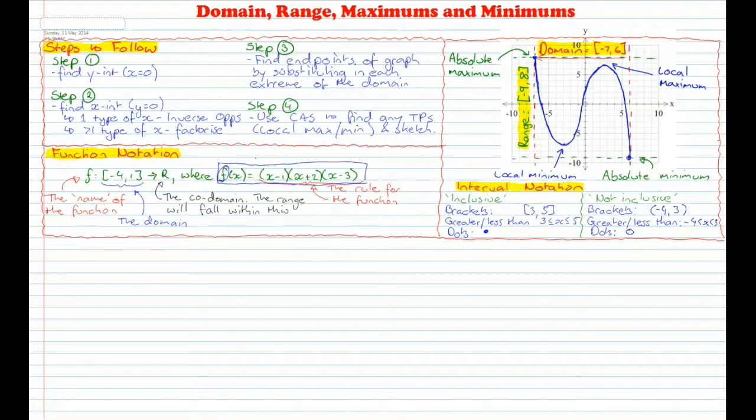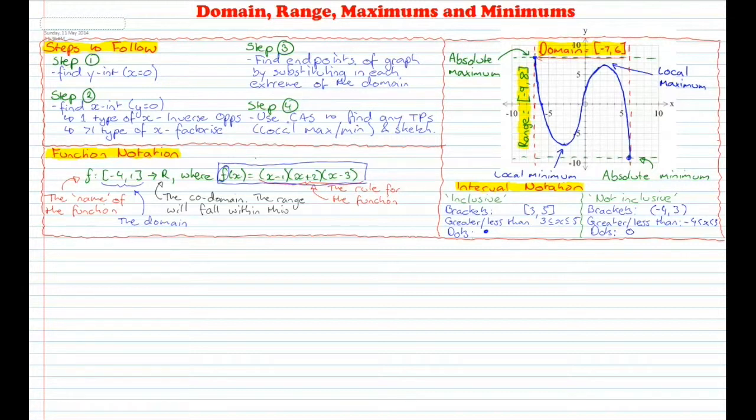Now step 3 is to find the endpoints of the graph by substituting in each extreme of the domain. So coming down to this function here that we've already looked at, where we're sketching the graph of f(x) over the domain -4 to 1, what you would do is substitute in x equals -4 and x equals 1 into this rule here. That will give you corresponding y coordinates, so therefore you can find out the endpoints of the graph.